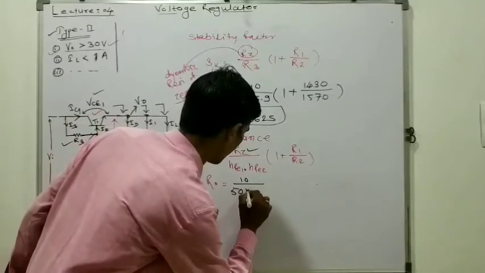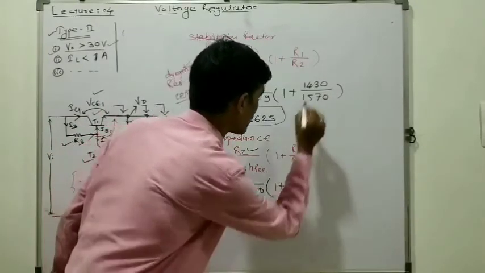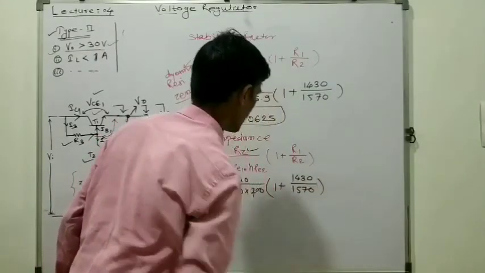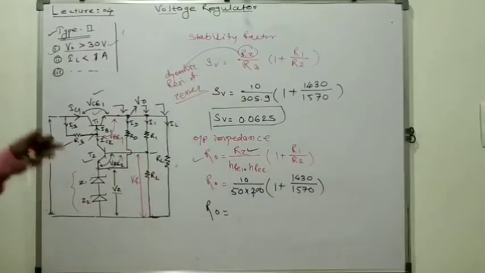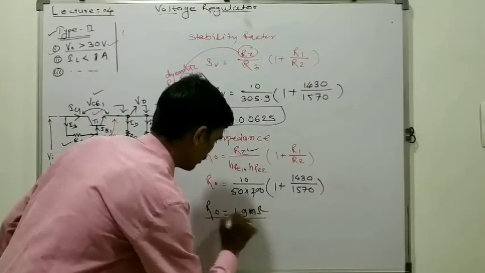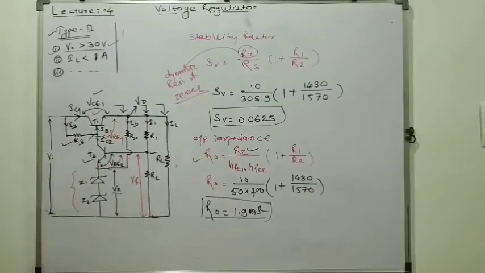So it is the multiplication of 50 multiplied by 200, and this value 1 plus 1430 divided by 1570. So by solving this, we get the output impedance equal to 1.9 milliohm. So this is nothing but the output impedance for the given problem. And finally, it is asked in the problem, the change in the output voltage when del IL is 0 to 1 ampere.